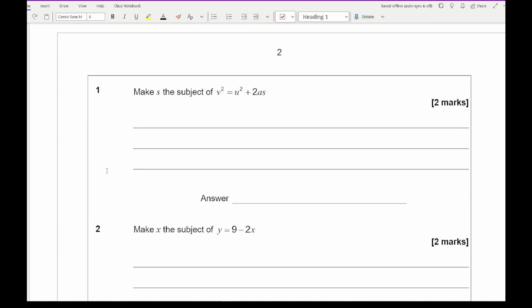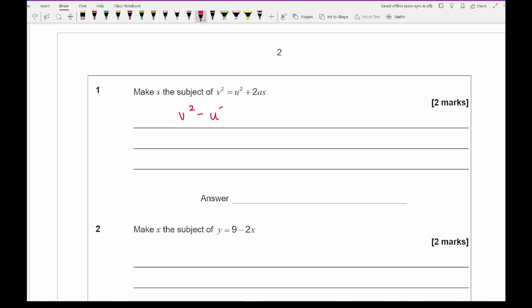So looking at question 1, it says make s the subject of v squared equals u squared plus 2as. So the first thing we need to get rid of is the u squared. So we do that by taking away. So we end up with v squared minus u squared equals 2as.